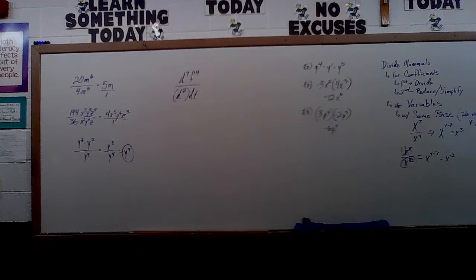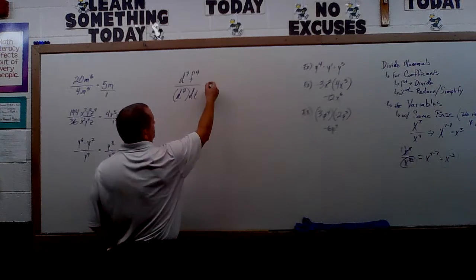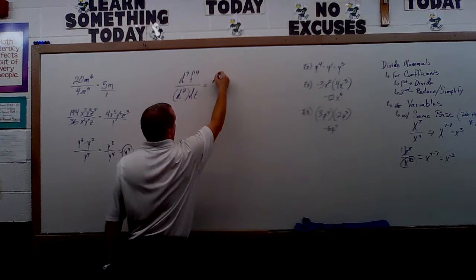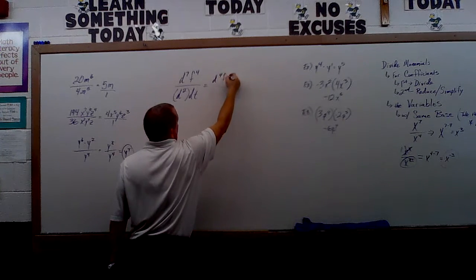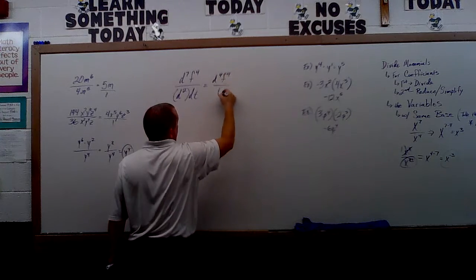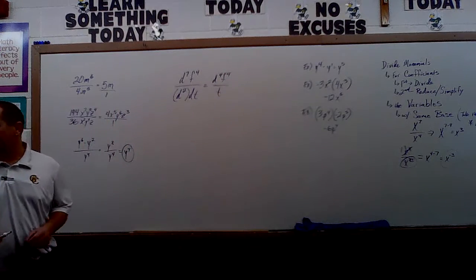Everybody get an answer? So what'd you come up with? D to the 4th, F to the 4th over T, that's what I got. All right, that's what Alex got. Anybody else get that?